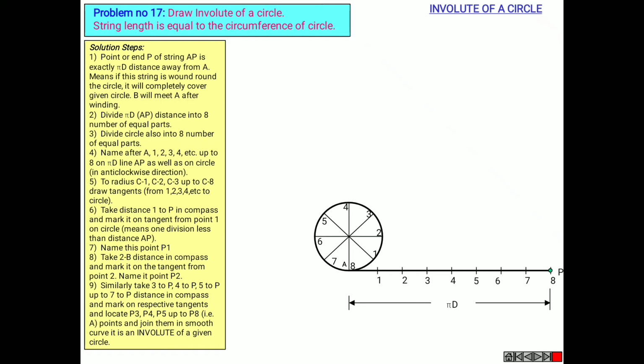So name after A 1 2 3 4 etc. up to 8 on the pi d line AP as well as the circle, in anti-clockwise direction. So we have gone up to the 4th step.